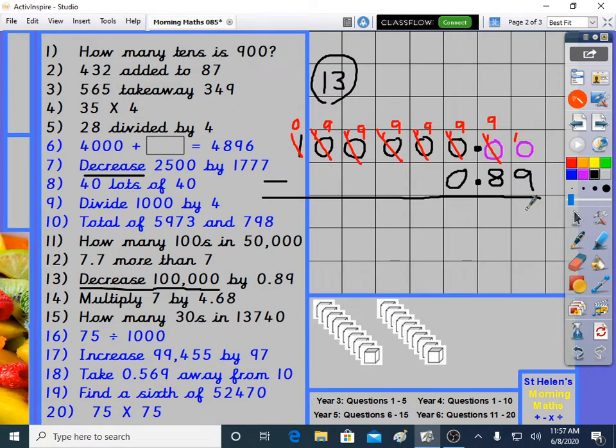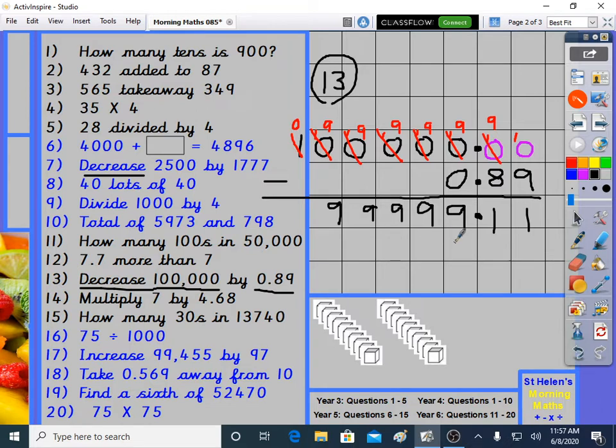10 take away 9 is 1. 9 take away 8 is 1. Line up the point. And then we've got all these 9s. It's just 9 plus nothing, 9 plus nothing, 9 plus nothing, 9 plus nothing, 9 plus nothing, and that was 0 at the front, which we don't need. So our answer is 99,999.11, which is very nearly the 100,000 we started with, because we only took off a very small amount.